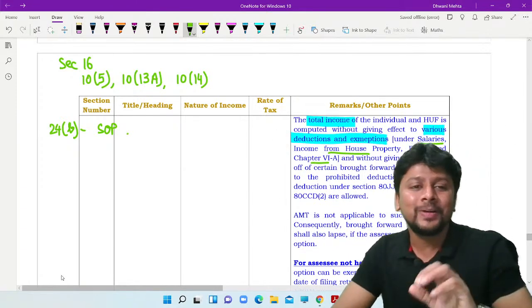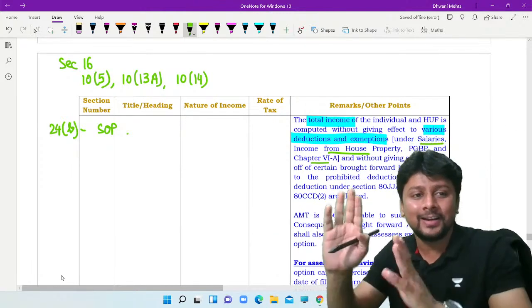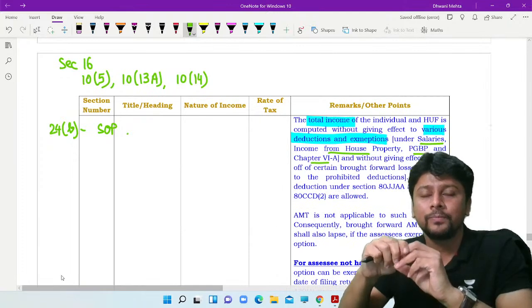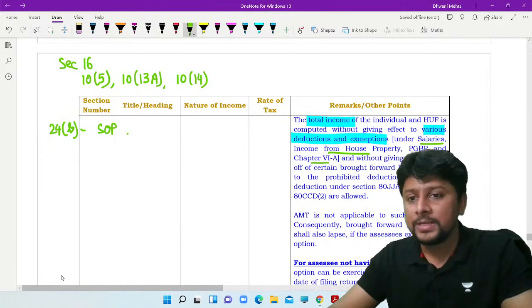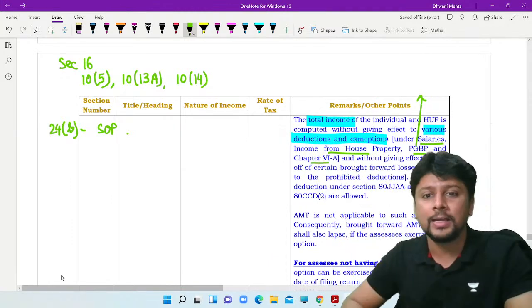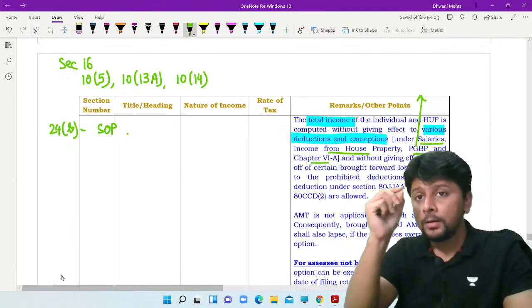You can take a SOP deduction. You cannot take a SOP deduction under 24B. You can take a LOP, DLOP deduction for 24B. PGBP, the same restrictions that are applicable to a domestic company are equally applicable here also.